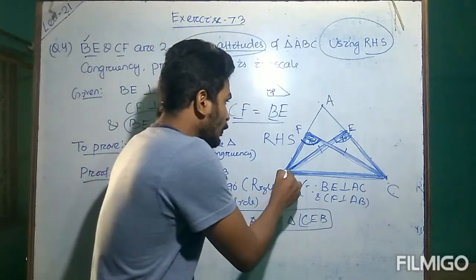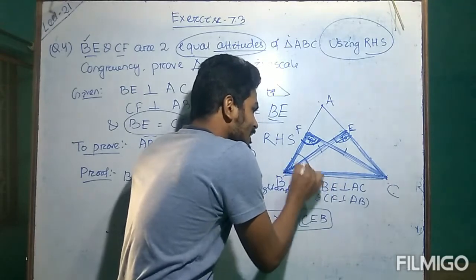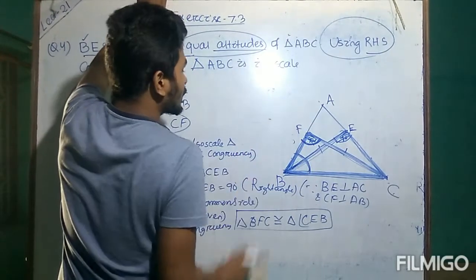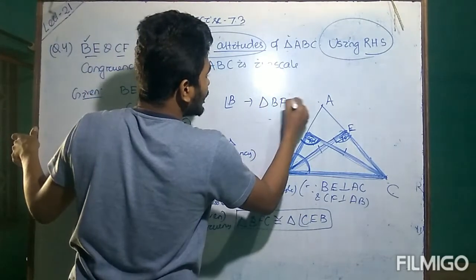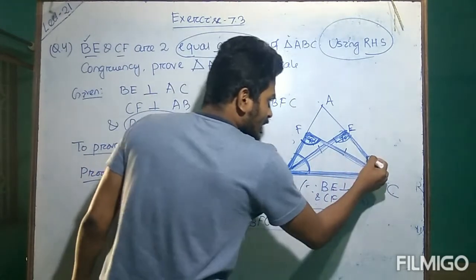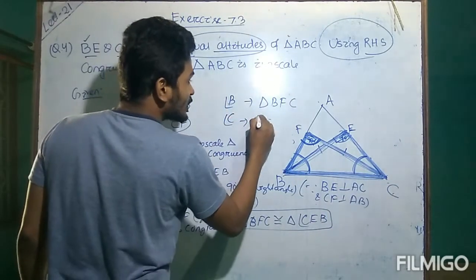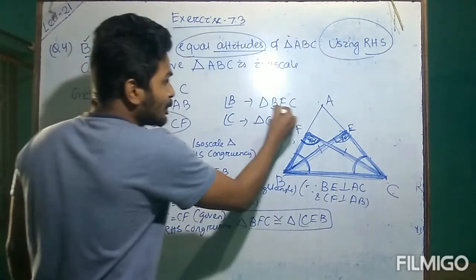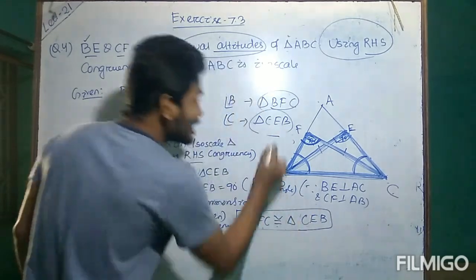See, for BFC triangle, only consider BFC triangle. For BFC triangle, this is an angle. Yes or no? Yes. So B angle is an angle for the triangle BFC. Similarly, for the triangle CEB, this one is an angle for the triangle CEB. Yes or no? Yes. So C is an angle for the triangle CEB. Now, as we have proved that BFC triangle is congruent to CEB triangle.